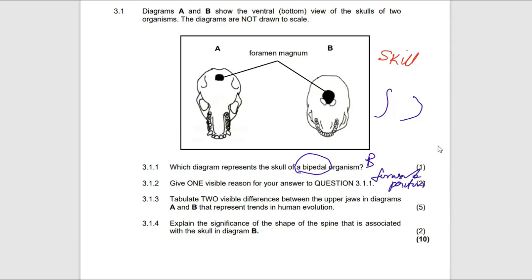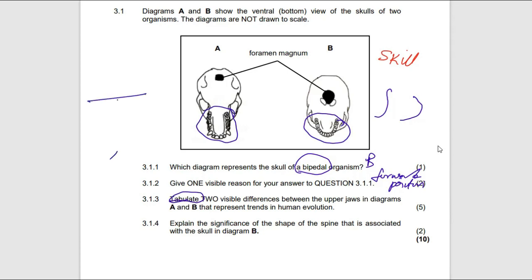And then they are saying, tabulate 2 visible differences between the upper jaw. Here they are looking specifically at the upper jaw, these jaws which you see, so don't talk about other parts. The upper jaw in diagrams A and B. When they say the word tabulate, that carries a mark. You can even see that it is 5 marks.